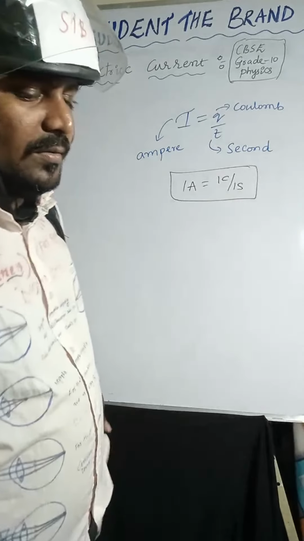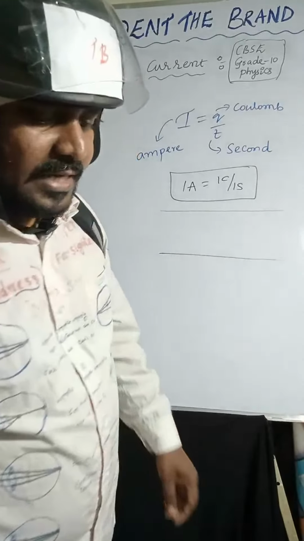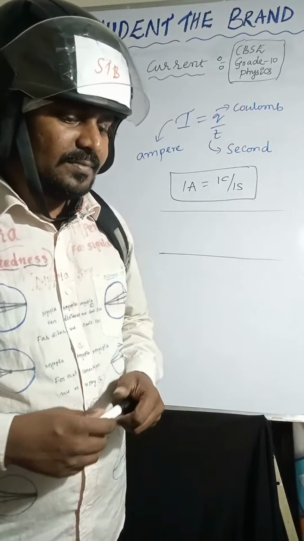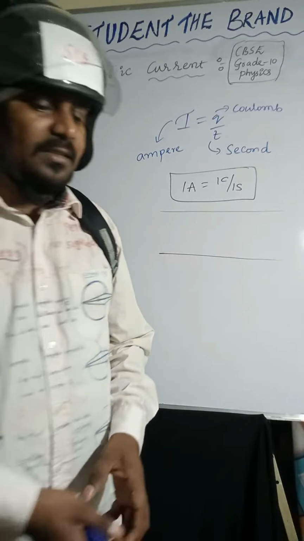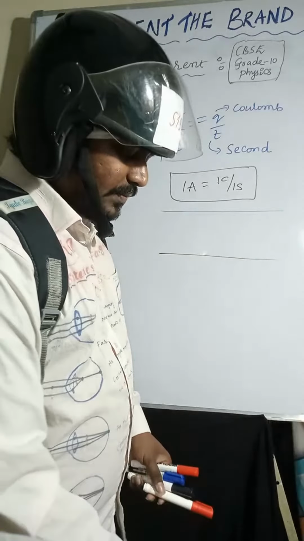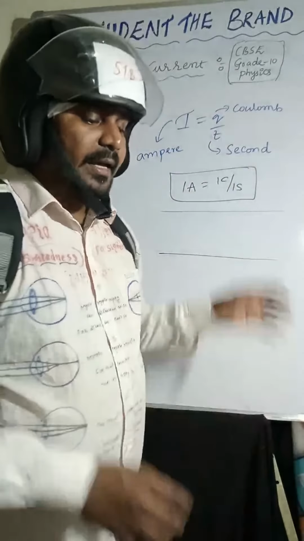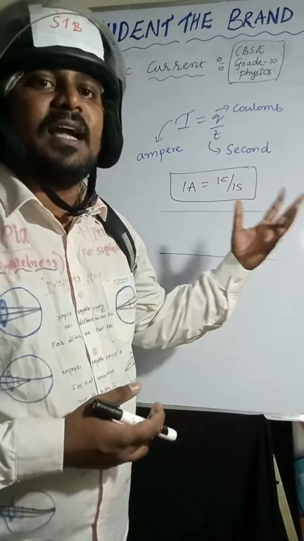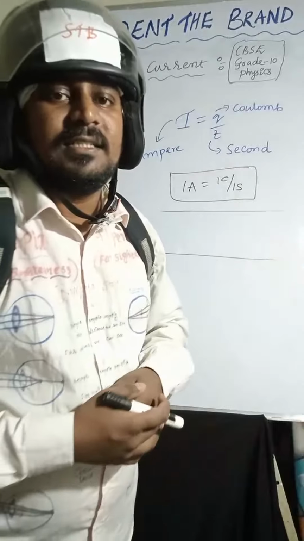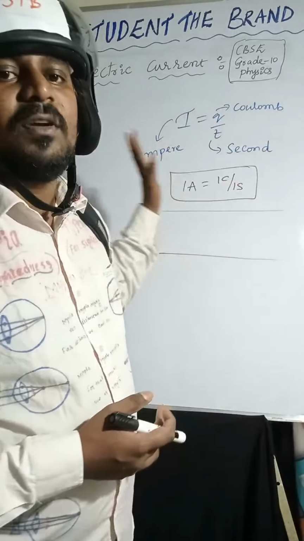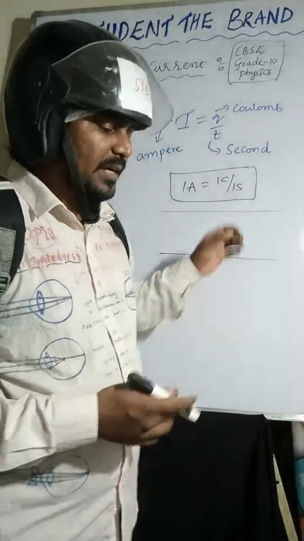Now, you can take charge moving inside of the conductor. If only 1 electron, 2 electrons, or 3 electrons flow, that is only 1 or 2 coulomb. So inside of the conductor, if only 1 electron flows, we can't say current is flowing. Only 2 electrons flowing also we can't say. Only 1 positive charge moving also we can't say. So if a number of charges are moving inside of the conductor, then only can we say current is flowing.